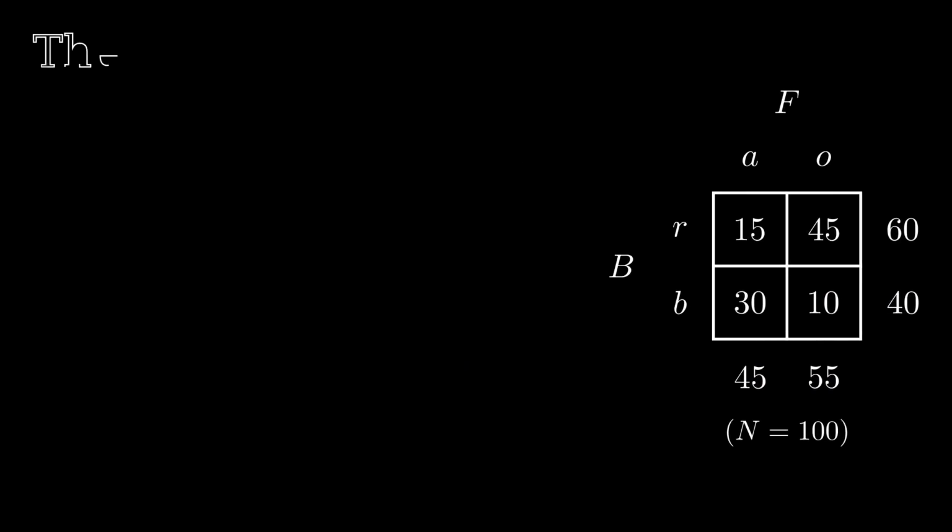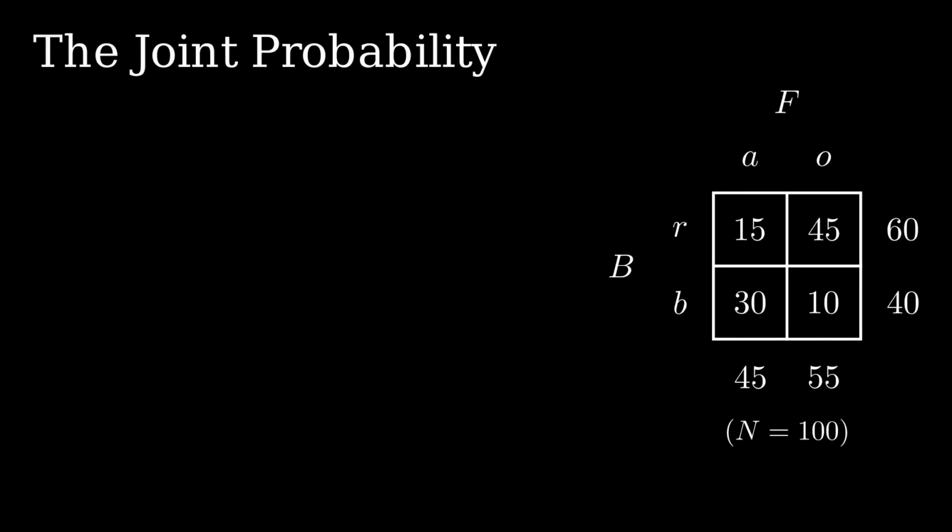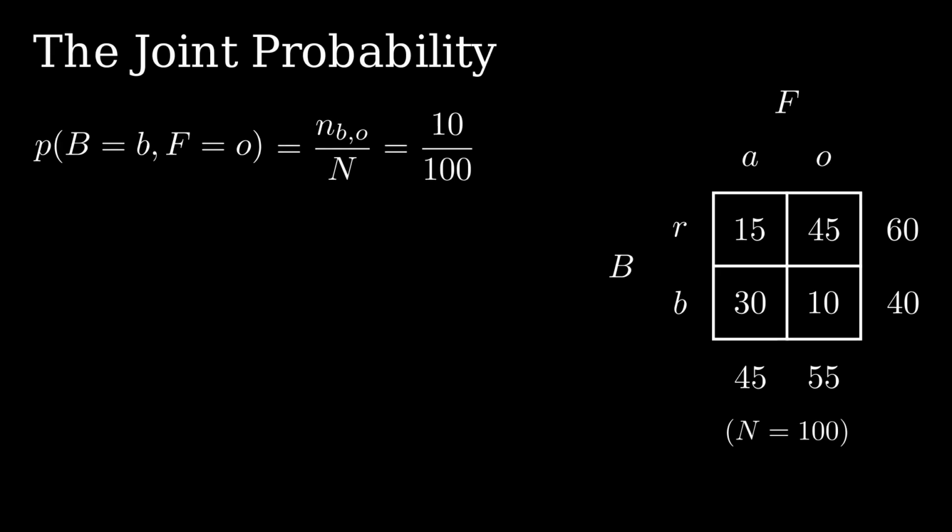We'll start with the joint probability. The joint probability calculates the likelihood of two or more events occurring together and at the same point in time. The joint probability that the chosen box will be blue and the chosen fruit will be orange is written as follows. In our example, it can be calculated by the number of times we chose an orange in the blue box, so 10 times, as a fraction of the total number of trials, which is 100.